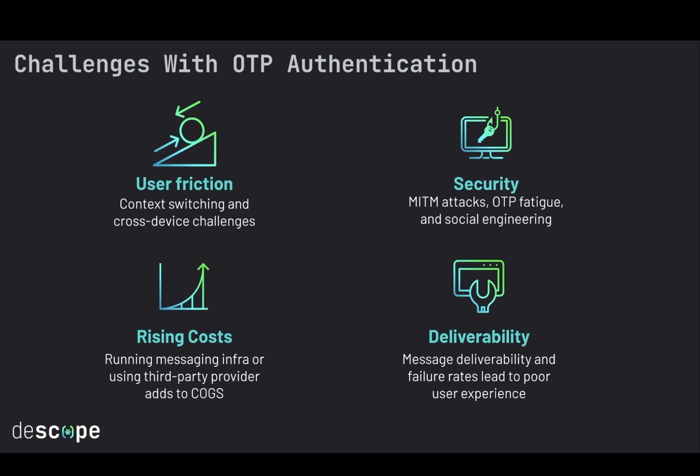There are certain challenges with OTP authentication, though, which have started to emerge, causing big problems for businesses. One of the big problems is user friction, context switching, being able to fill in the OTP, type the OTP into the mobile device. Another problem starting to emerge is security: man-in-the-middle attacks, OTP fatigue, where users are getting many OTPs, and social engineering, where somebody calls them, asks for the OTP, and hacks into the account.